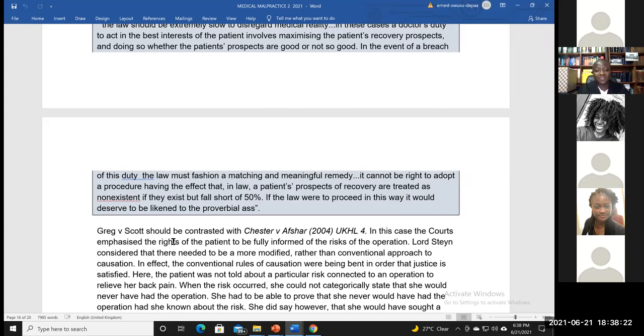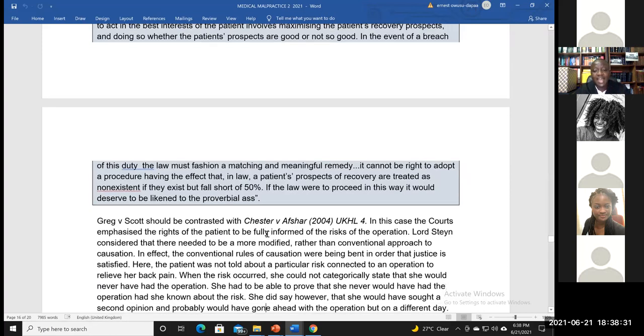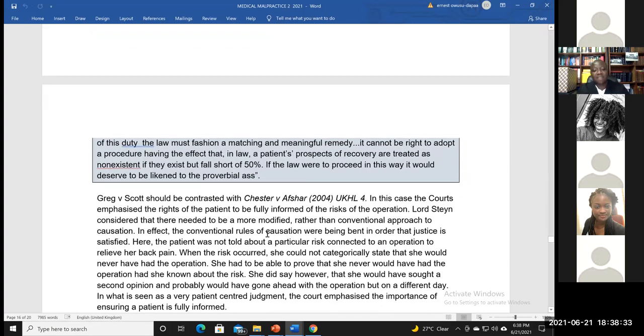And of course, a very important case which we need to pay attention to is the case of Chester against Afshar. And I must say that until the case of Montgomery against Lanarkshire was decided in 2015, the case of Chester against Afshar, 2004, was actually celebrated as bringing some kind of sanity in the post-Bolitho era.